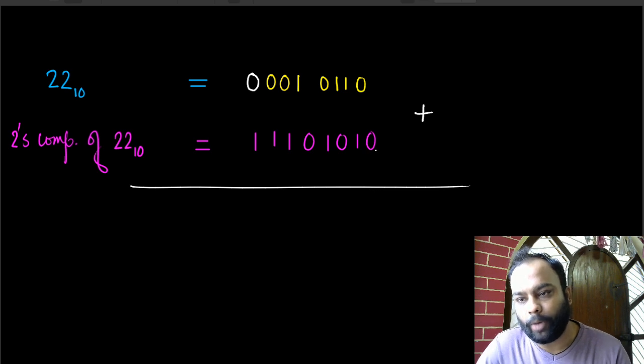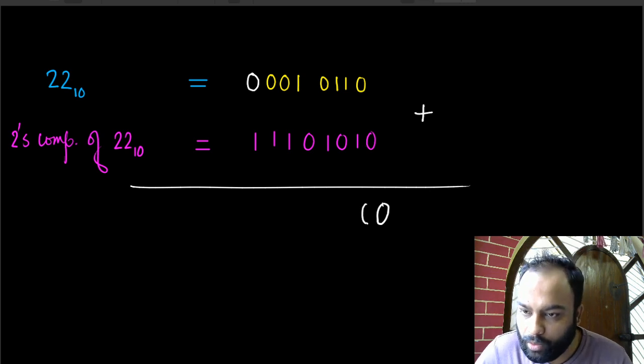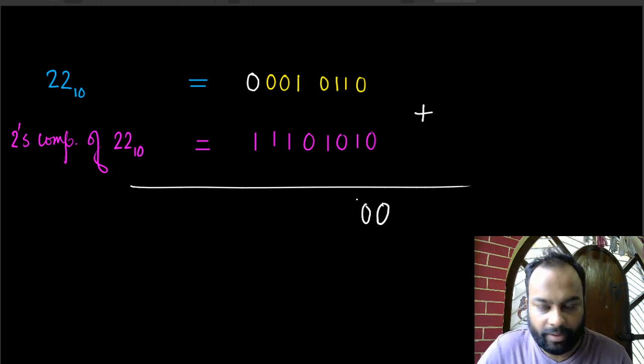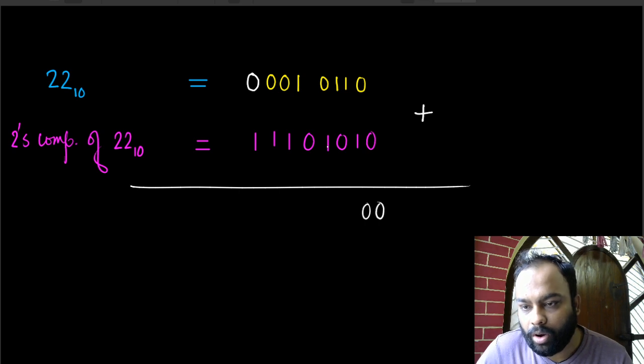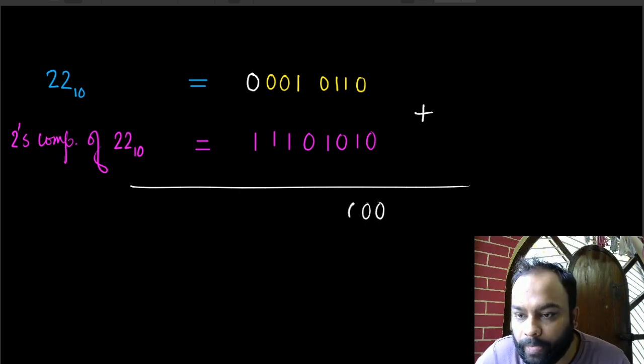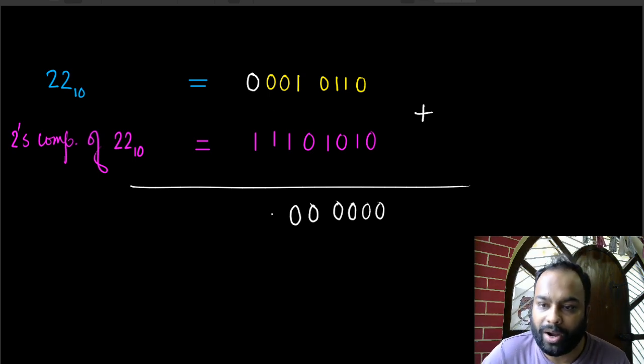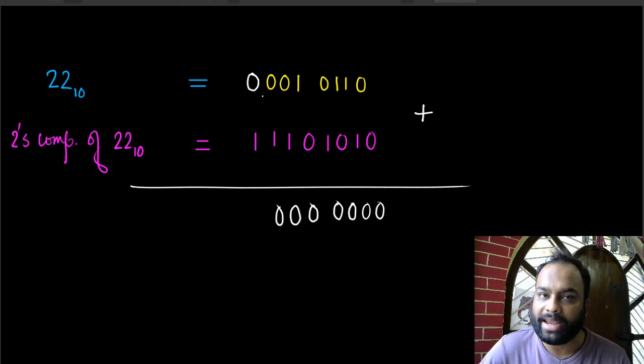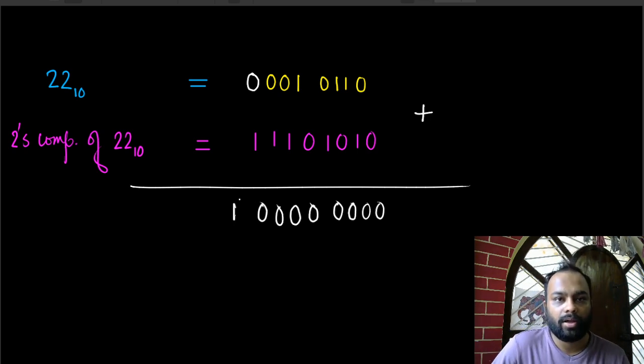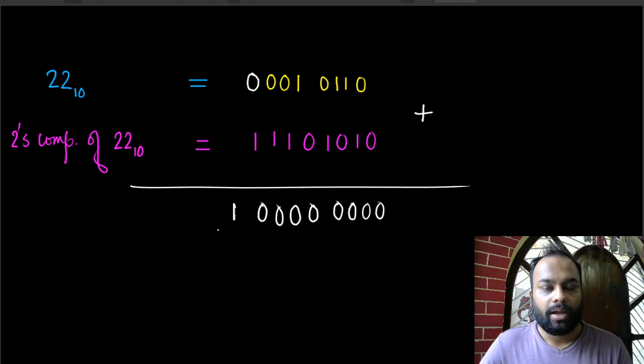Try to figure out. So 0 plus 0 gives you a 0. 1 plus 1 gives you a 0. We have a carry 1. So again 1 plus 1, because of that carry, gives a 0. Again we have 1 carry. So 1 plus 1 gives you a 0, again 1 carry, and this repeats through every remaining bit. And again we have 1 carry that goes outside. Now this is the result.